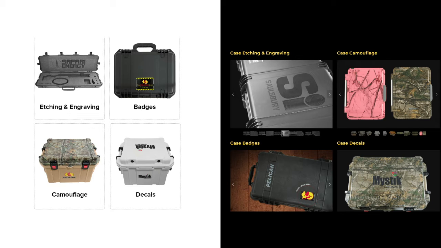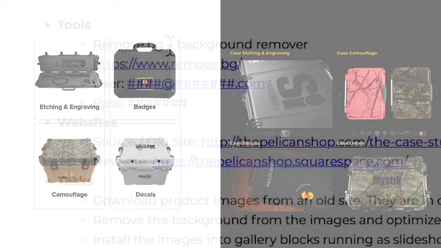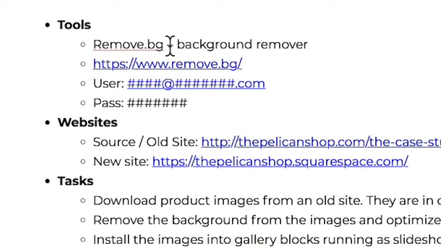All right, today we are going to take some product images from an old site. We're going to cut out the backgrounds. We're going to optimize those images and we're going to install them into a new Squarespace site. The tool we're going to use is a program called Remove.bg, which will remove the background and makes it super easy. There's a website for it, and there's an app you can download if you'd like.